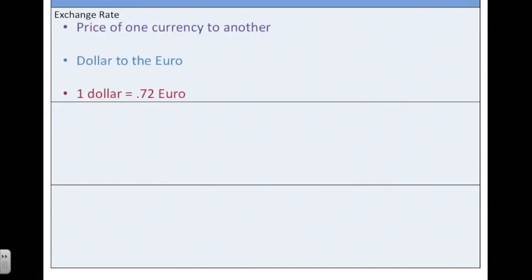So the last topic that I would like to discuss for international economics is exchange rates. An exchange rate is essentially the price of one currency in terms of the value of another currency. So for instance, with my $1, how many euros can I purchase? With €1, how many dollars can I purchase? In this example, we have $1 being equal to 0.72 euro. So all things remaining the same, the dollar is weaker than the euro because it cannot buy one full unit of a euro.